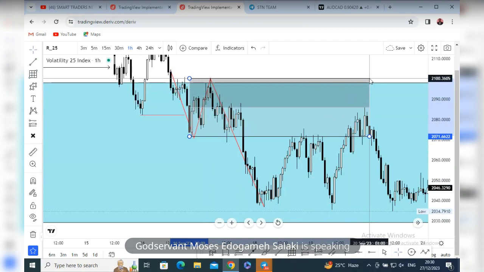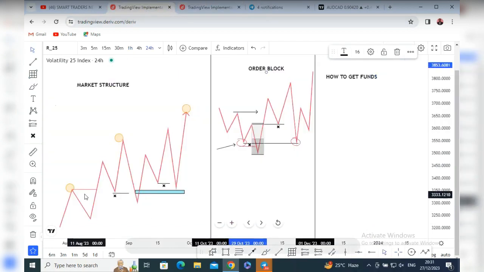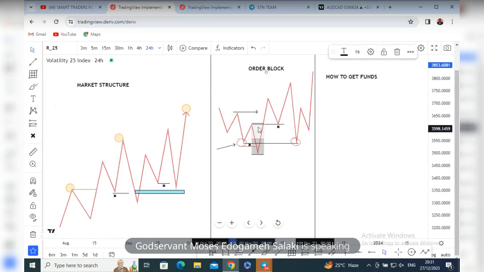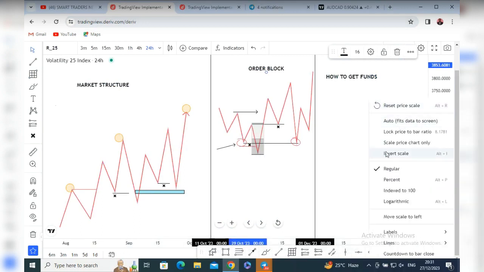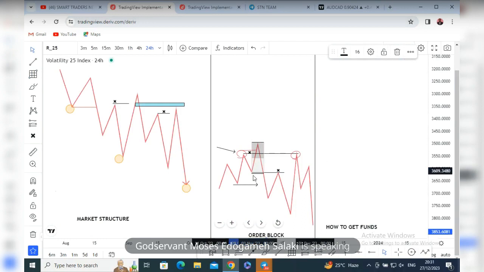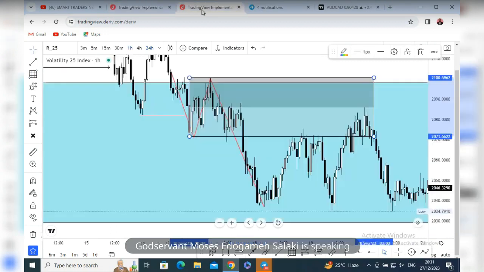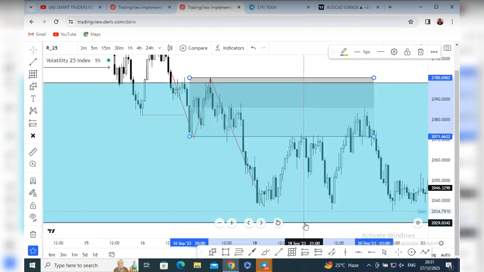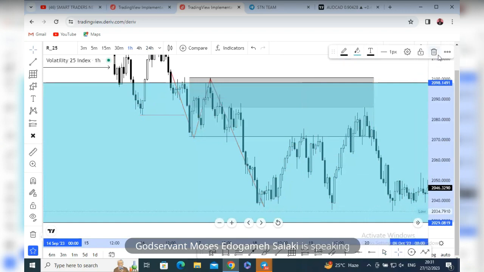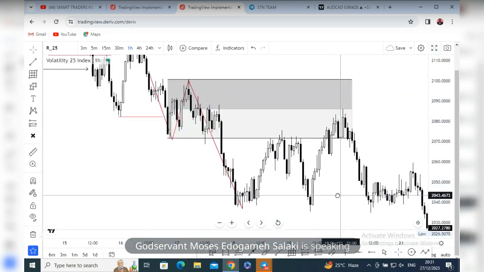Now, I told you something, okay? Don't forget what I told you. Let's go back here. Price will come and test the open like this. Price tested the open and ran away and came back to the 50%. Watch it. Can you permit me to remove this background? Let me remove this so that it will be clear.